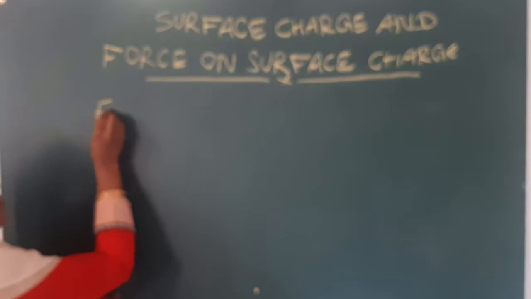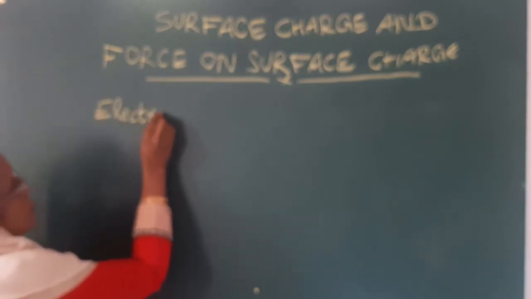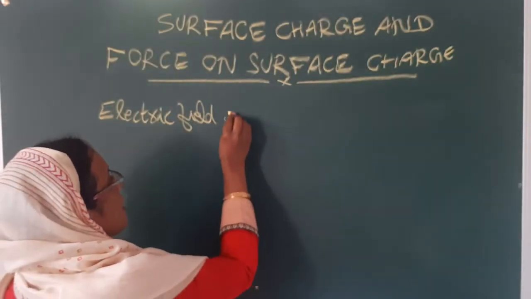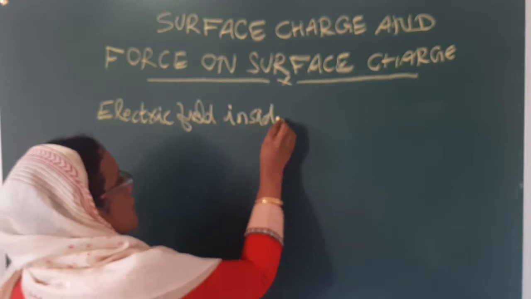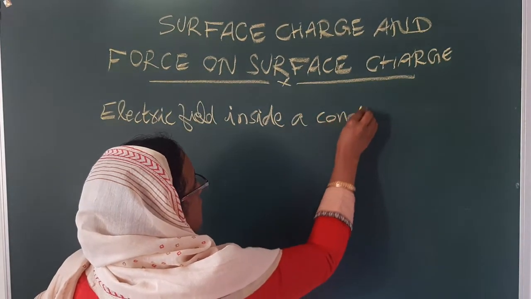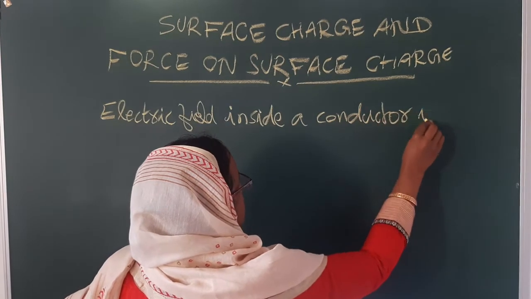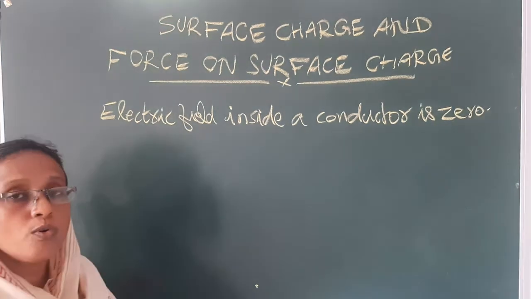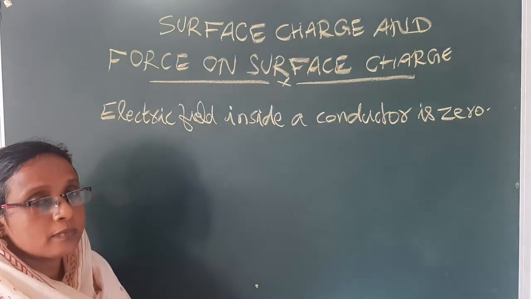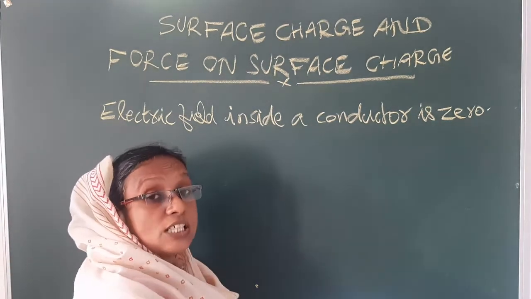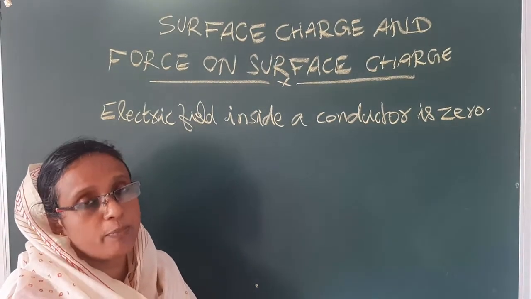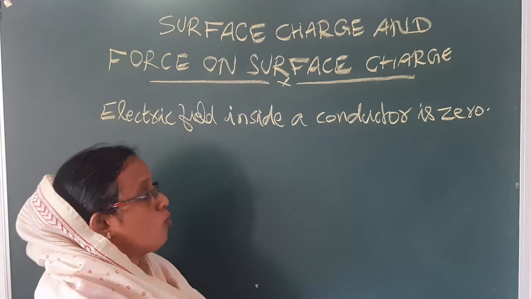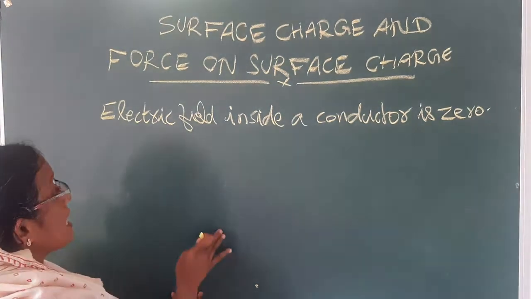Electric field inside a conductor is 0. Now consider a conductor, and there is a surface charge on the conductor of sigma, surface charge density sigma. Now, the electric field inside the conductor is 0.